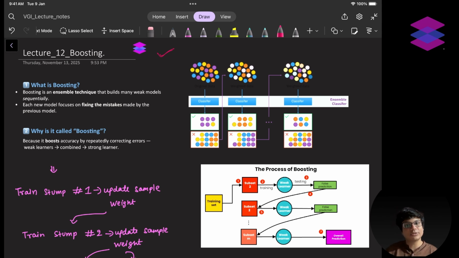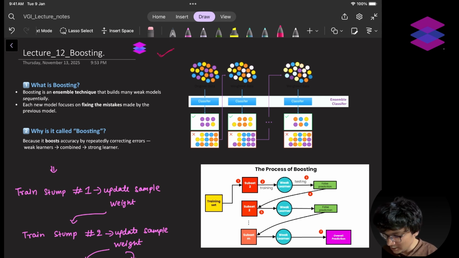Then again we boost the second model, we update something, and then we get the third model. Similarly we continue the boosting process until it reaches the early stop. Early stopping is basically a process that lets your model not overfit, which is why you do the early stopping, right?